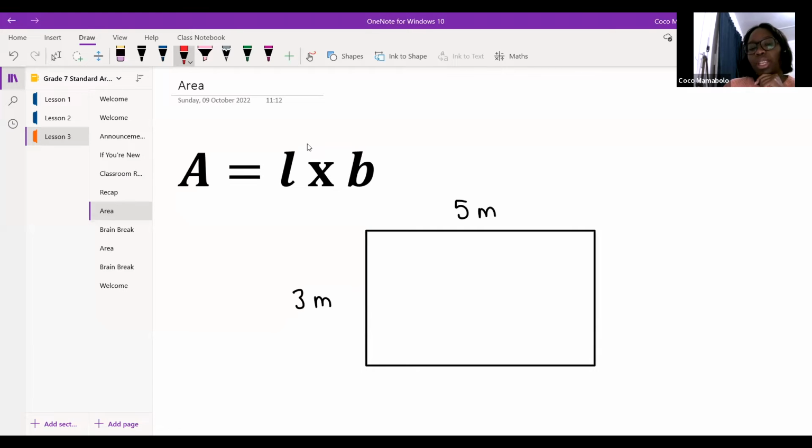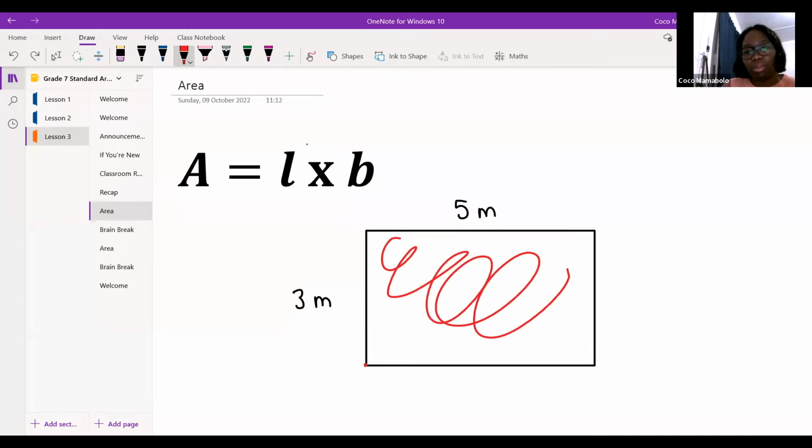Remember, when we said we were calculating perimeter, we were actually taking a ribbon and putting it all the way around our shape. You remember that? Oh, are you calculating the inside of your shape? Exactly. Well done. We're calculating the inside of my shape. This is what we're looking for this time. So do you see the difference between perimeter and area?